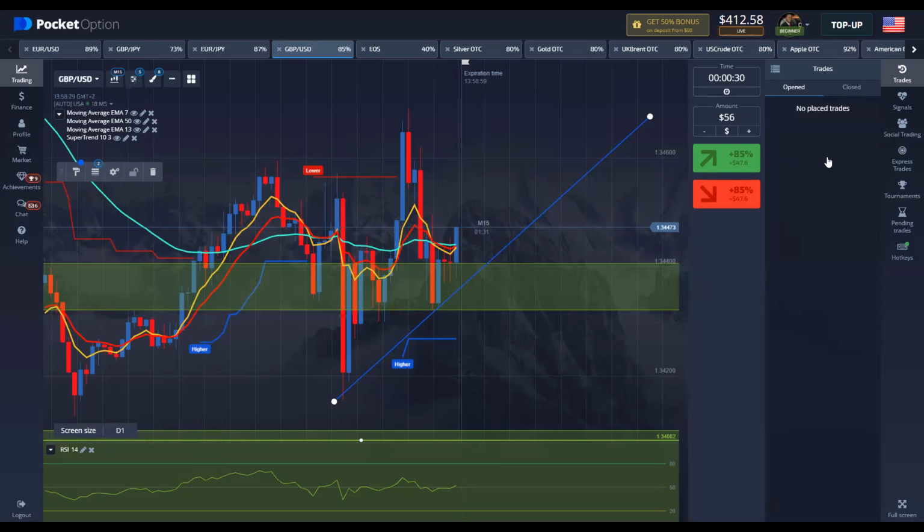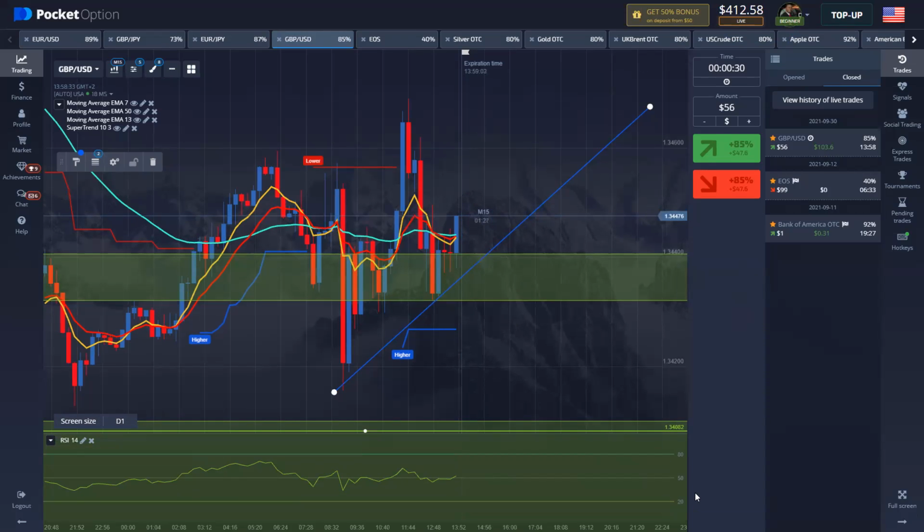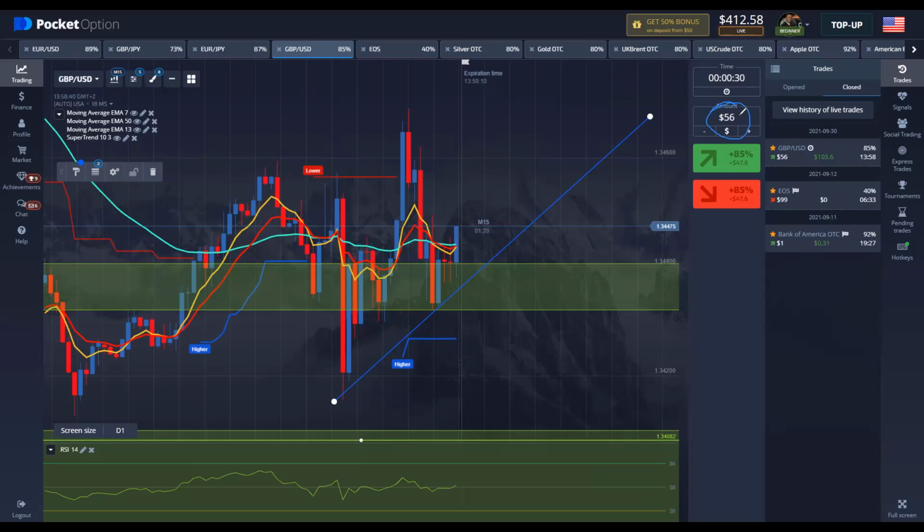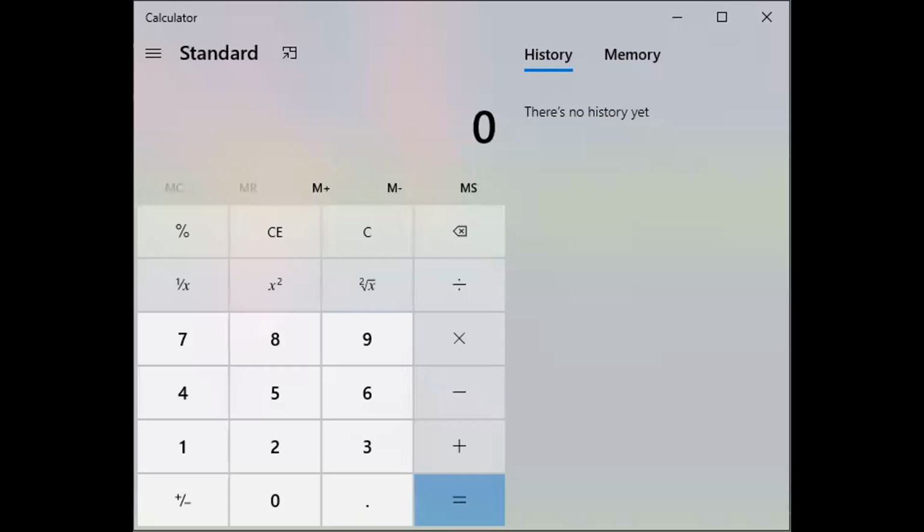Look here. Basically I made $47.60 plus my initial investment of $56. I'm going to calculate that real quick. Okay, so $56 plus $47.60. That's how we made $103.60.